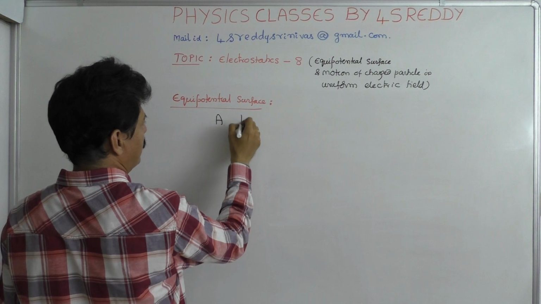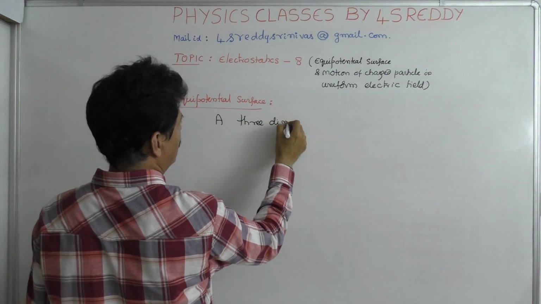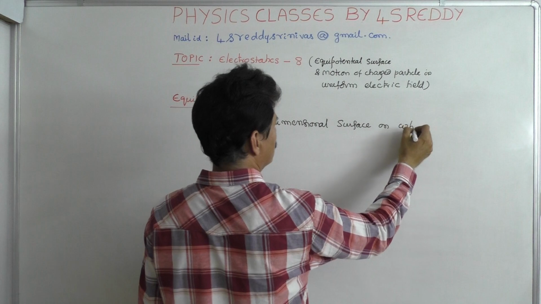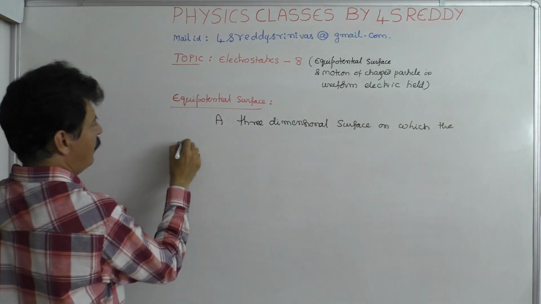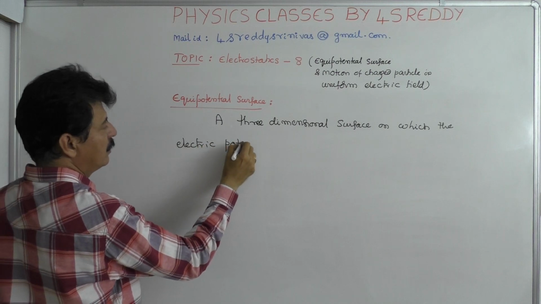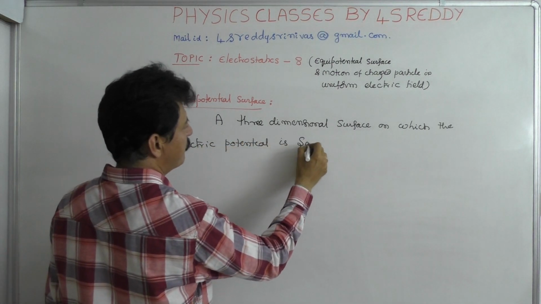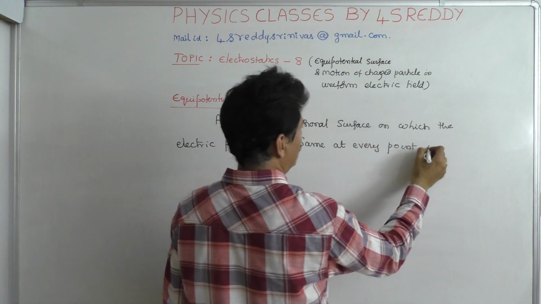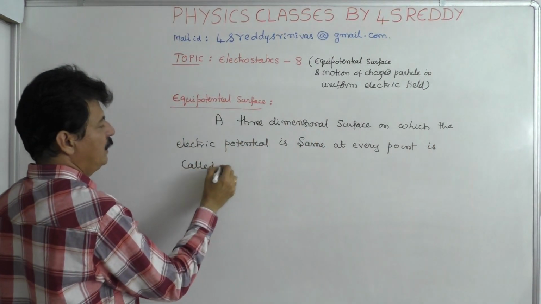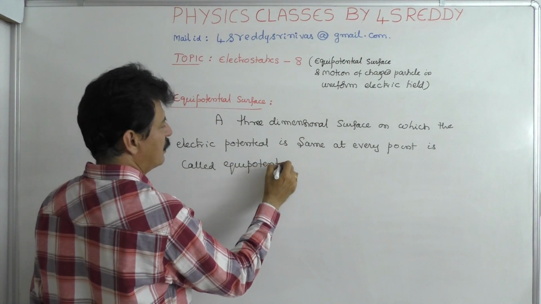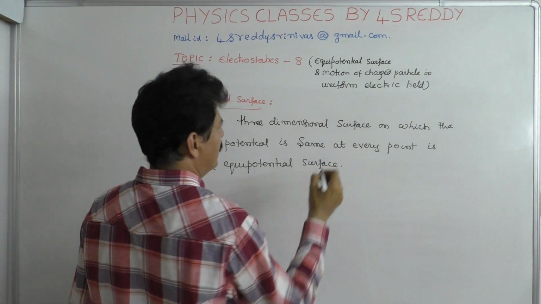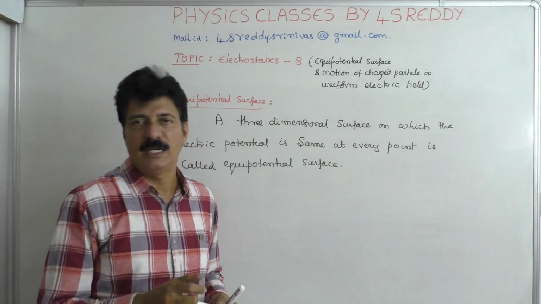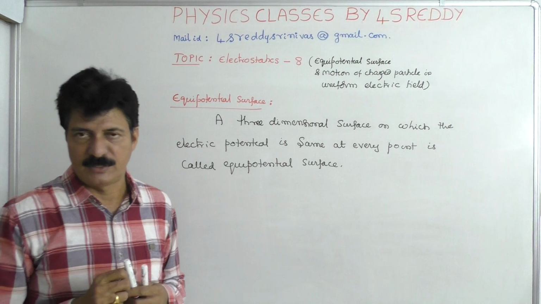A three-dimensional surface on which the electric potential is the same at every point is called an equipotential surface.